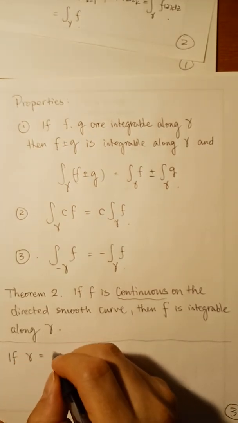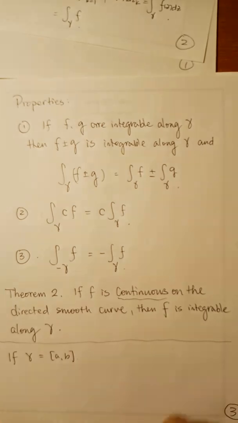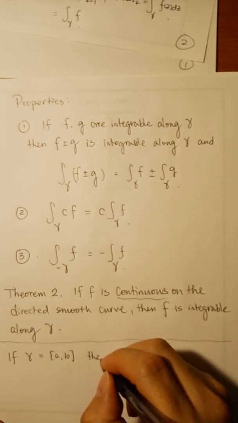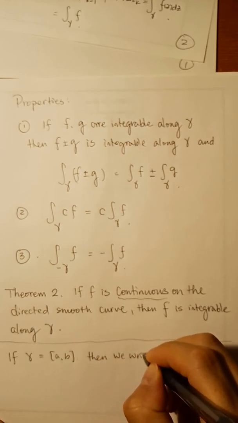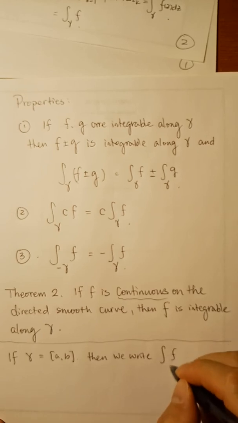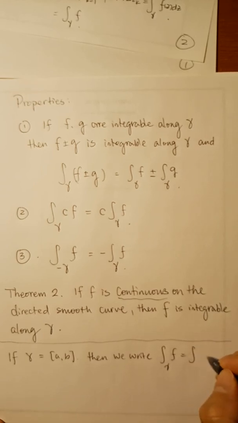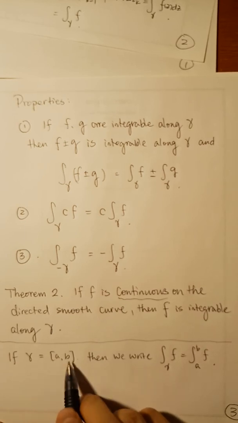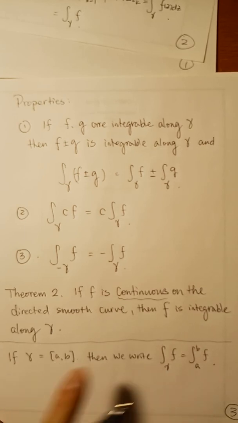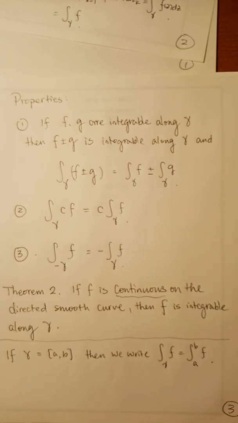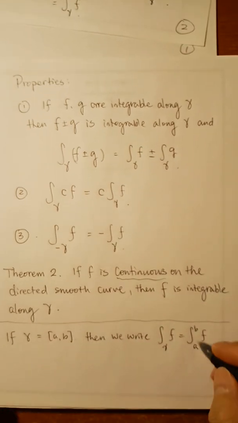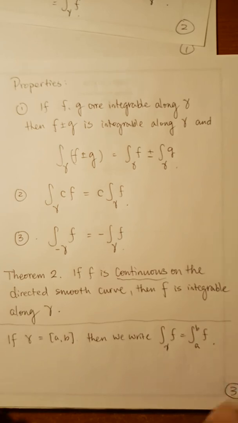If gamma is equal to [a, b], so the gamma is a real interval, then we write the integral of f along gamma equal to the integral of f from a to b. Of course, when we write this way, we mean the direction is from a to b, so we don't mean the other direction. So that's why we write from a to b. It's already directed.